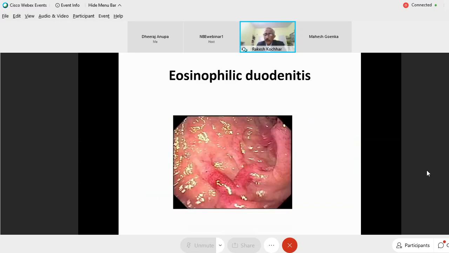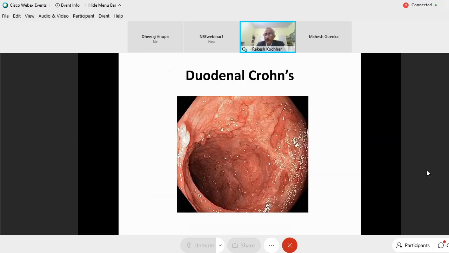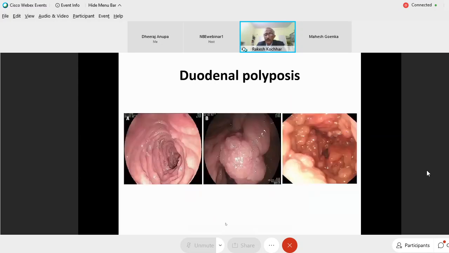Lastly, eosinophilic duodenitis, there's no way that you can make a diagnosis. You have to have a biopsy. Duodenal Crohn's, again, classical Crohn's, deep ulcers, pseudopolyps and mucosal bridging. Then polyps in the duodenum. This was a case of Brunner's gland hyperplasia, classically in the first part of the duodenum. So small nodularity, more than nodularity in the first part.